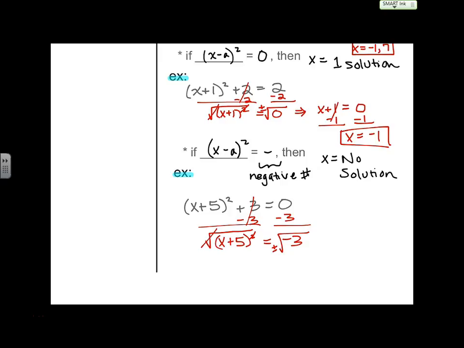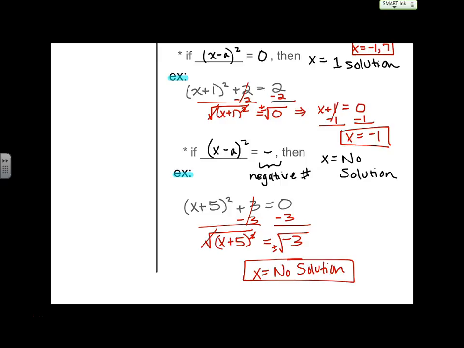So what's the square root of a negative? No solution. As soon as I see that negative, I say, whatever. x equals no solution. I can stop. But no NS. If you try to put it into a graphing calculator, it's going to say error. It's going to say it doesn't work. Square root of a negative, no solution.